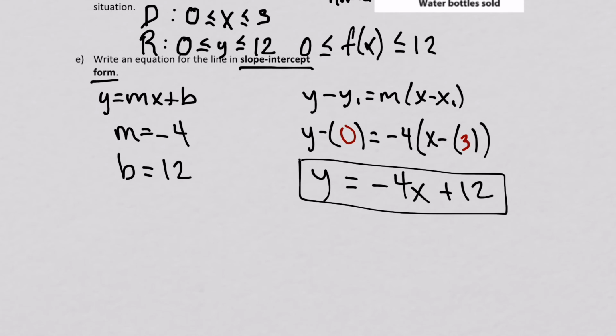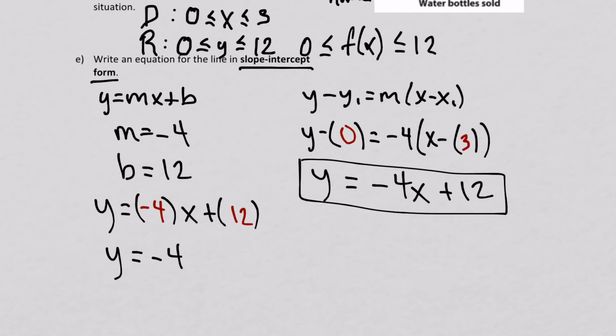And therefore, since you know that m is equal to negative 4 and b is equal to 12, you can just substitute them into your slope-intercept form, right? y = mx + b, plug in m, plug in b. m is negative 4 and b is 12. And there it is. It's the same equation we came up with when we used point slope form.